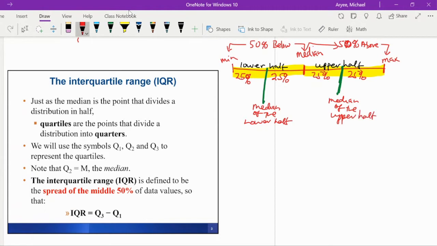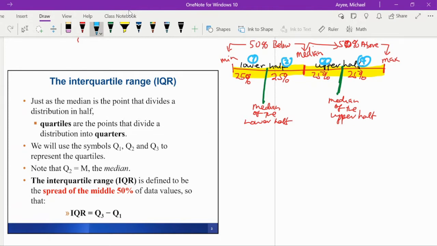Now, by doing this, we've been able to split our data into 4 equal parts. Maybe 1 here, 2 here, 3 here, 4 here, and each part has 25% of your data, right?